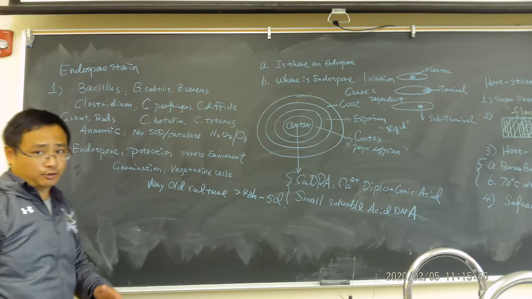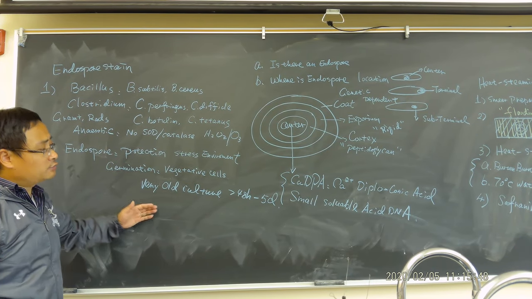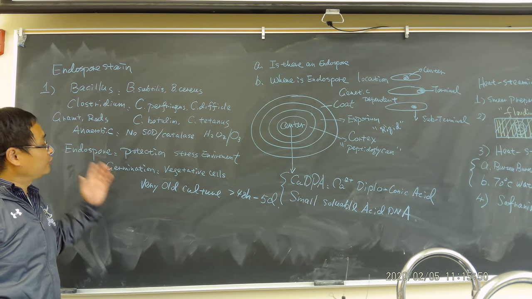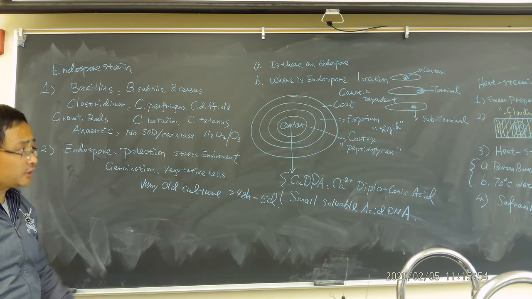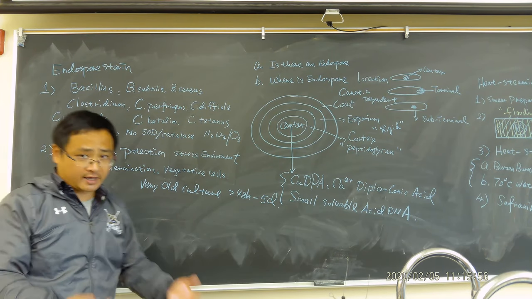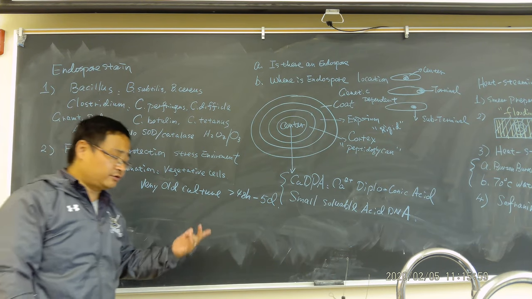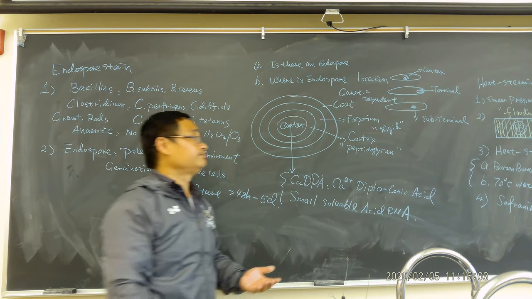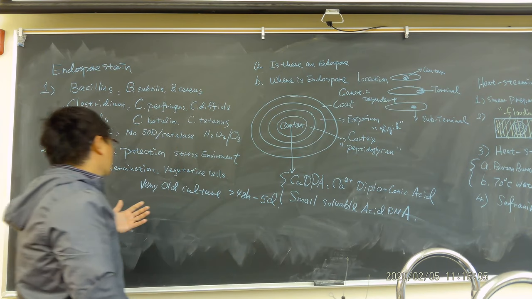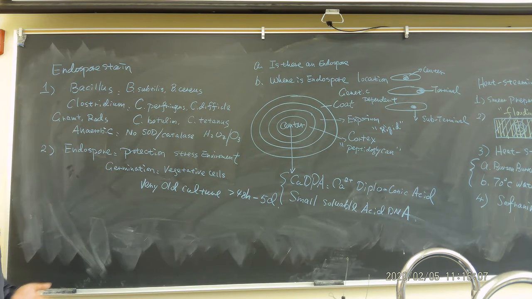And that is important. So instead of using a young culture, for the endospore stain we usually prepare at least 2 days or even 1 week before to let the bacteria form endospores. So that is different from the gram stain. For the gram stain, we have to use a very young culture. Okay, so that's something we want to mention.